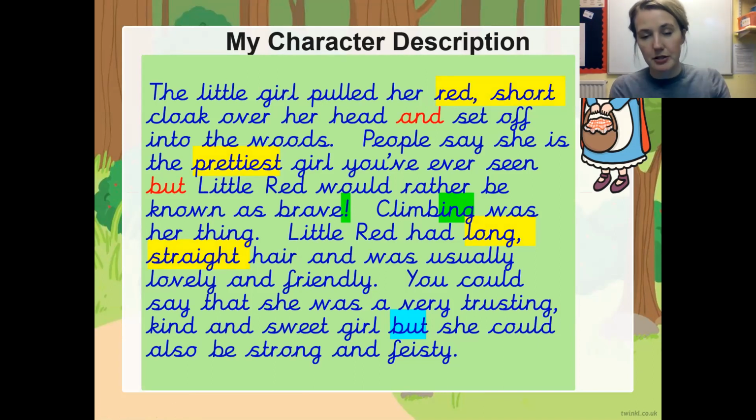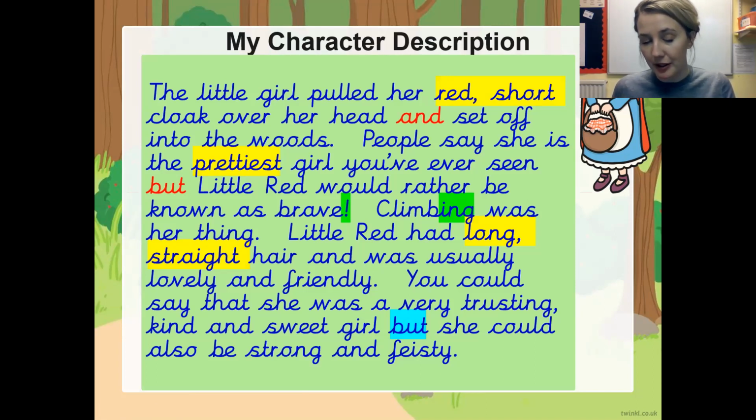The little girl pulled her red short cloak over her head and set off into the woods. So I've written red short for cloak and, okay, to join as a conjunction to join them, coordinating conjunction, and set off into the woods. So I've got the capital letter and the full stop. People say she is the prettiest girl you've ever seen, but Little Red would rather be known as brave! Exclamation mark.